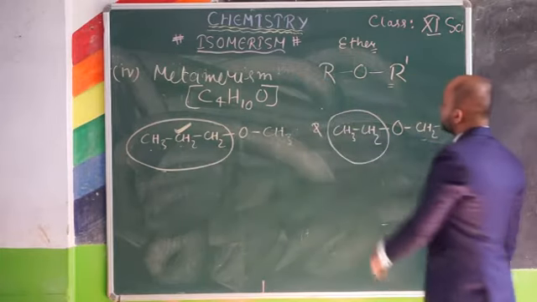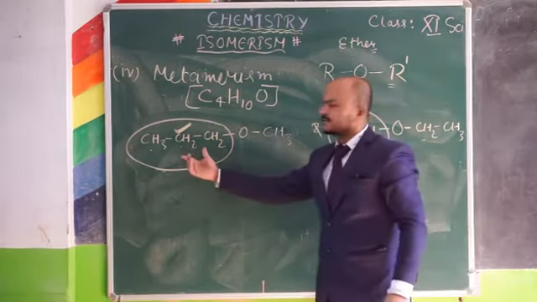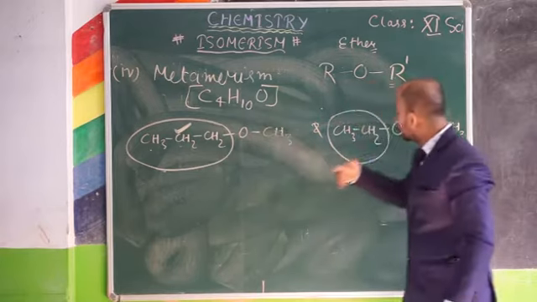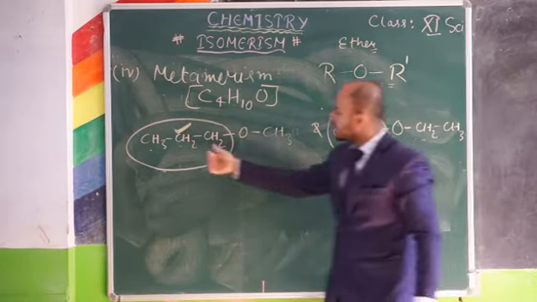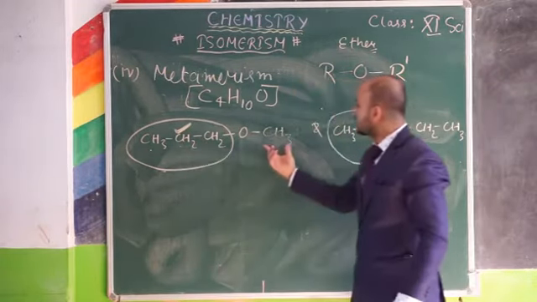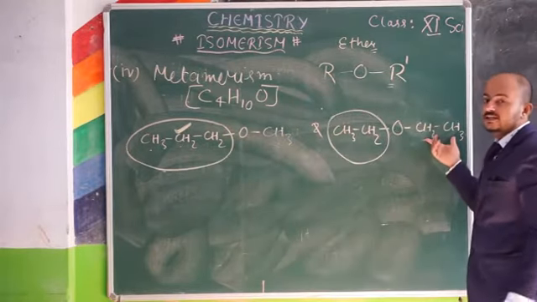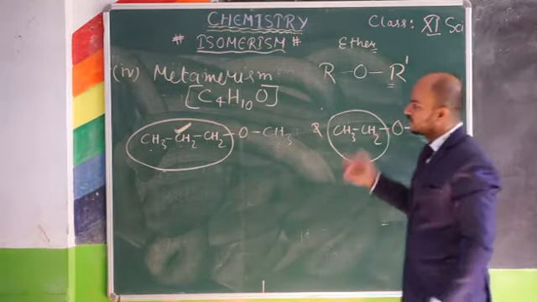part of the ether. Here you have how many carbons? 2 carbons. Here you have 3 carbons. This side you have 1 carbon, but here again you have 2 carbons. Okay, so you have to remember this.